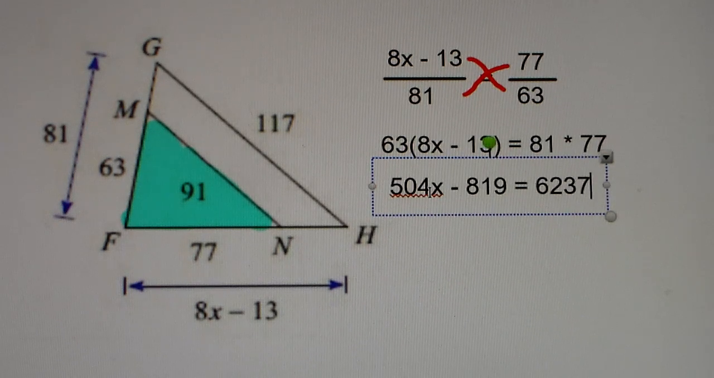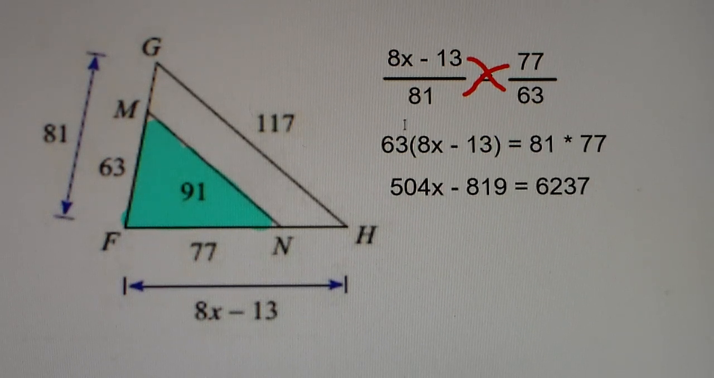6,237. So we just distributed, like you guys been doing in Algebra 1. 63 times 8, and then 63 times negative 13. 63 times 8 gets you 504x. 63 times negative 13 gets you negative 819. And then 81 times 77 gets you 6,237.